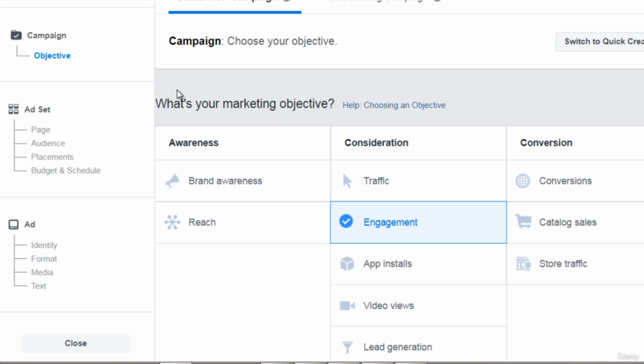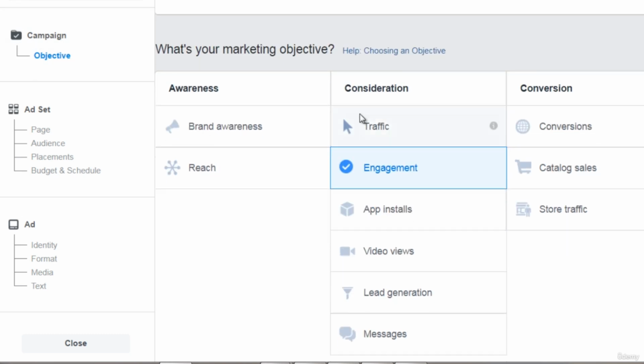And here we go. So we have campaign, and the campaign specifies the objective. The ad set specifies the specific page, the audience, basically who you're trying to target. And then of course the ad is going to be the creative ad, the images, the text, the headline, and all of that. So the campaign is this video.